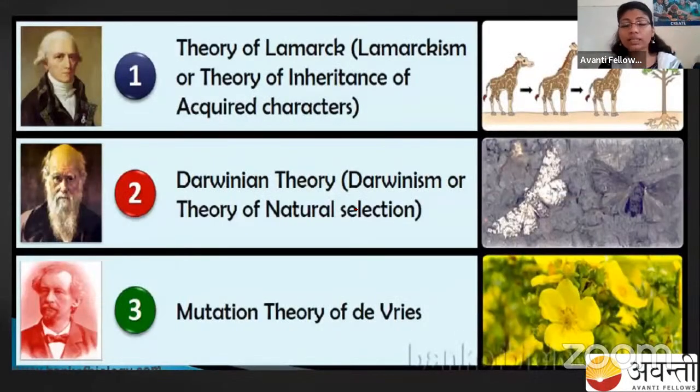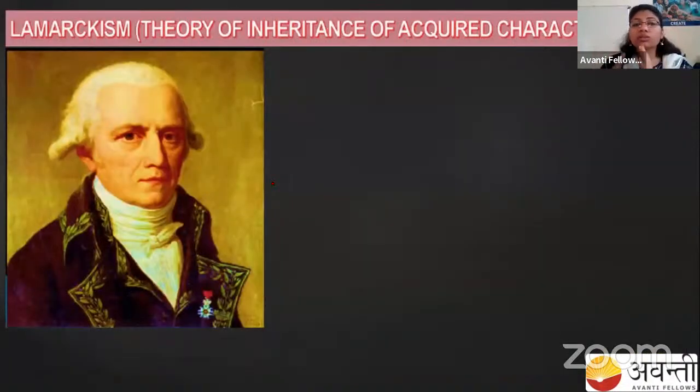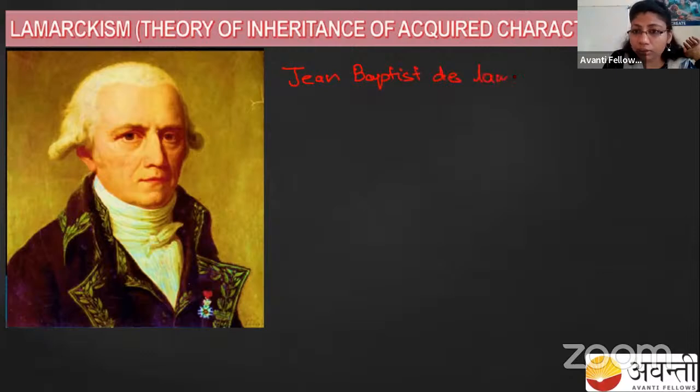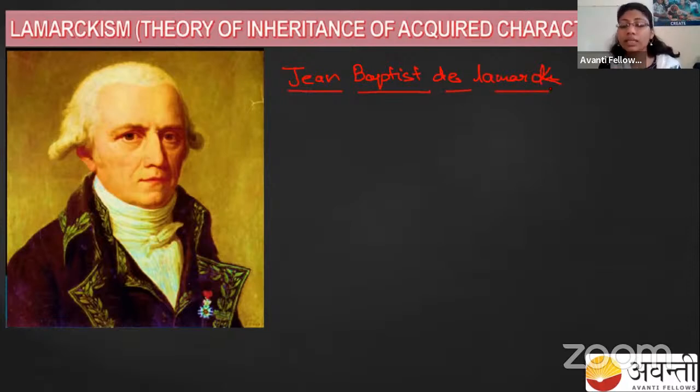Today, as I said, we are going to discuss the theories of biological evolution. In this, we have three different theories. We are going to discuss the Lamarckian theory, Darwinism, and the last theory, given by Hugo de Vries. Our first theory is Lamarckism, which was given by Lamarck. The full name of this scientist, or biologist, is Jean Baptiste de Lamarck.